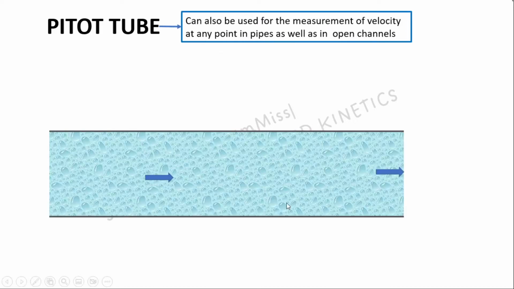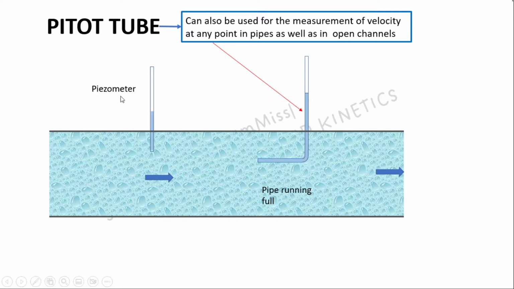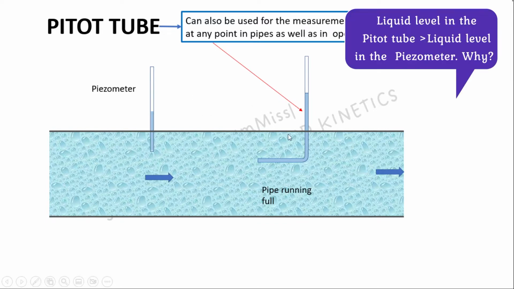Figure shows a pipe which is running full. Now the Pitot tube is inserted into this pipe. So the liquid enters and the liquid level in the vertical open end rises. Now just compare this water level with respect to that of a piezometer which is inserted in this pipe at some other location. So you can see that the level of liquid in the Pitot tube is higher than that of the piezometer. The piezometer is an instrument which is used to measure the static pressure. What may be the reason for the rise in liquid level in this Pitot tube?